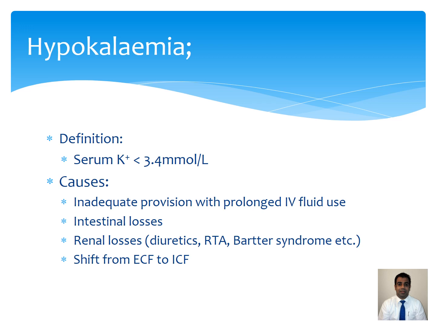Intestinal losses in the form of diarrhea and vomiting also can lead to potassium loss, and you can have renal losses of potassium in certain conditions like Bartter syndrome and renal tubular acidosis. And there can also be a shift of potassium from the extracellular fluid to the intracellular fluid. We mentioned salbutamol, which is used as a therapeutic agent for hyperkalemia. When you use it in asthma, those patients tend to become hypokalemic.